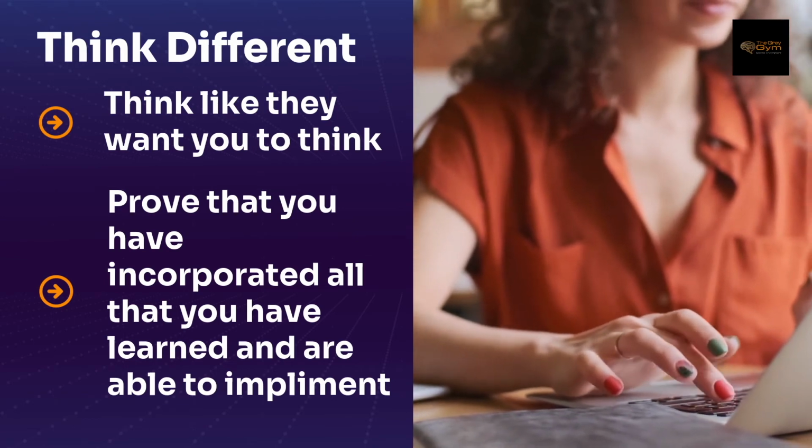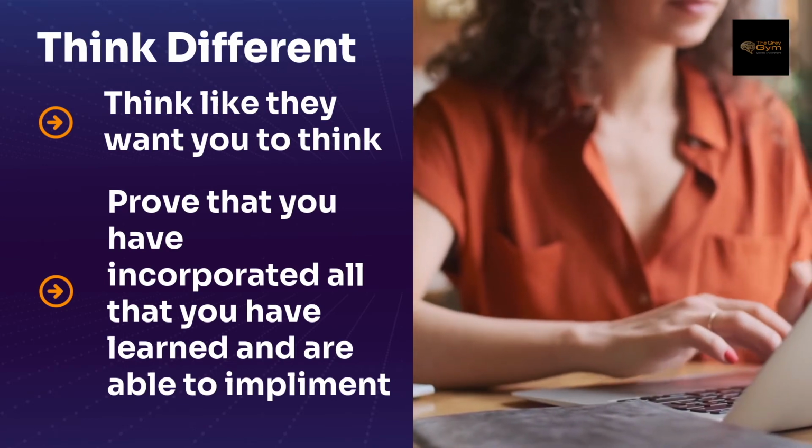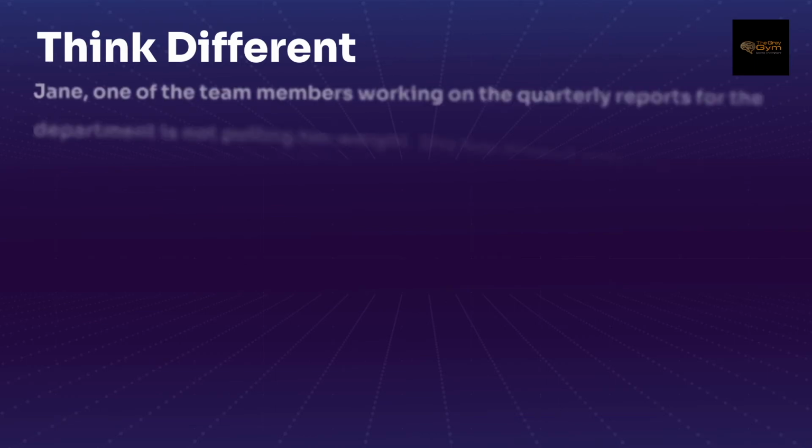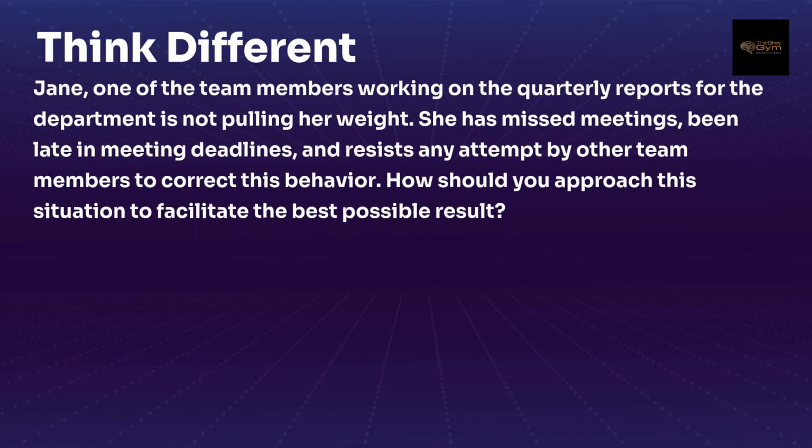Once again, I repeat, think like they want you to think. Let's look at an example. Jane, one of the team members working on the quarterly reports for the department, is not pulling her weight. She has missed meetings, been late in meeting deadlines, and resists any attempt by other team members to correct this behavior. How should you approach the situation to facilitate the best possible result?